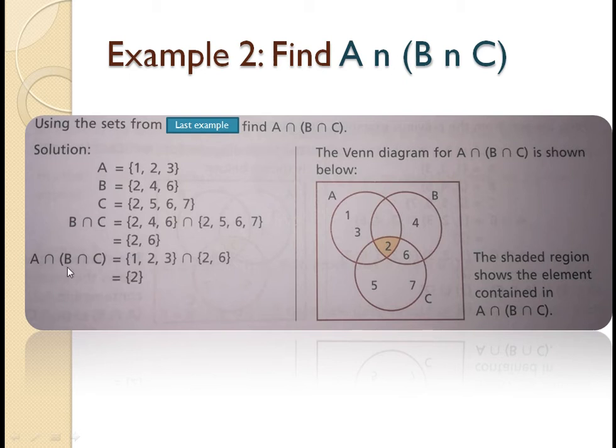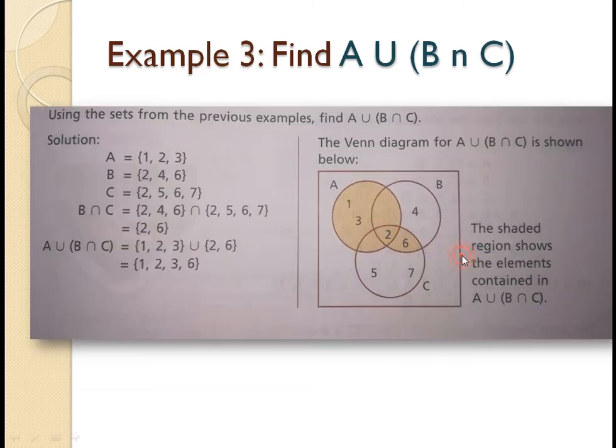Then we will find A intersection B intersection C: {1, 2, 3} intersection {2, 6}. What is the common between these two sets? The answer is 2. The diagram will be the same, but the answer is 2, so we are shading only this number. Okay, now example number 3. Notice that all the Venn diagrams are the same, but whatever the answer is, we have to shade it.